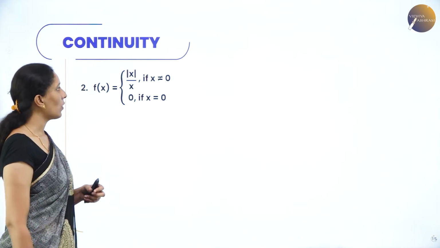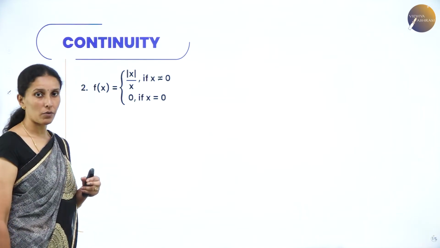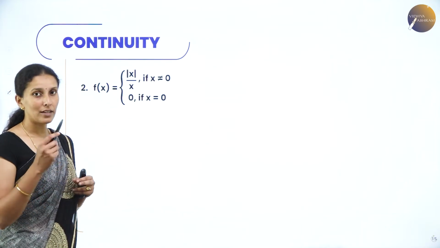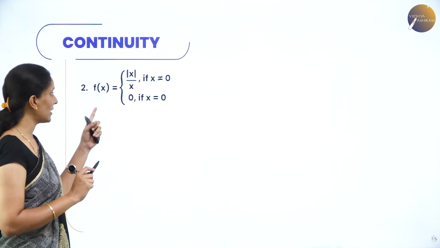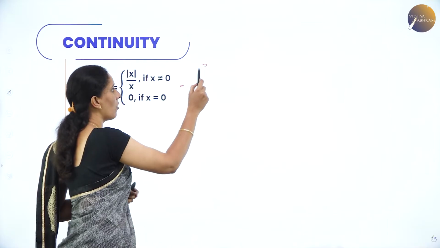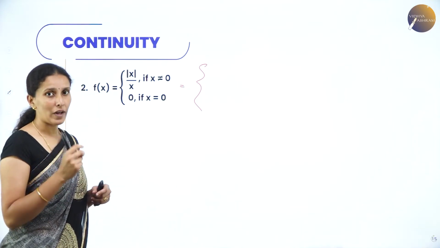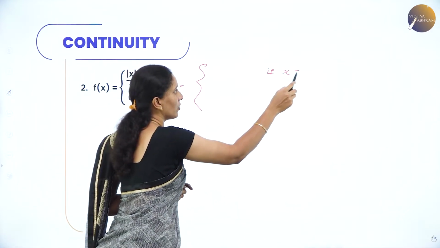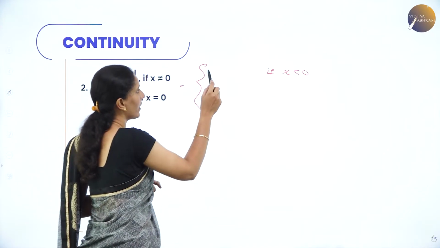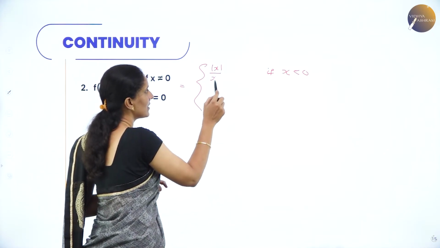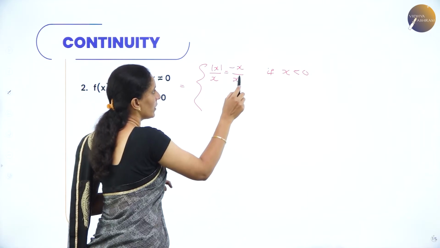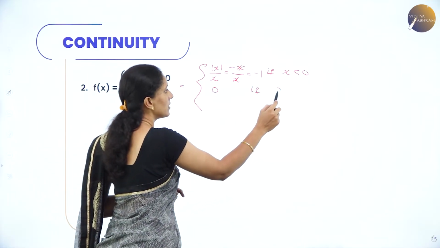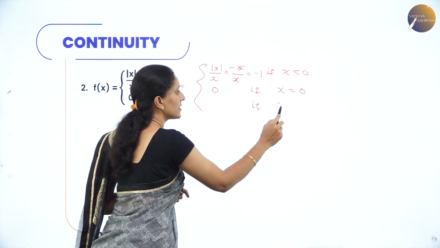Next, f of x is equal to modulus x by x if x is not equal to 0, and 0 if x is equal to 0. For x not equal to 0, we have two cases, that is when x is less than 0 and when x is greater than 0. This function can also be rewritten in the form of, we know that mod x can take two values, one is x and one is minus x. What happens if x is less than 0? If x is less than 0, modulus x is defined as minus x. So here this will be equal to minus 1, and it is 0 if x is equal to 0.